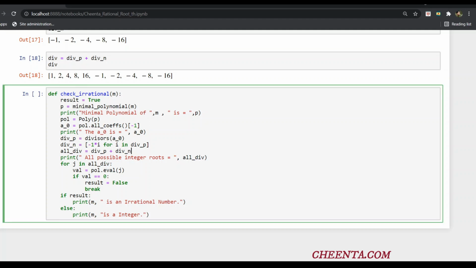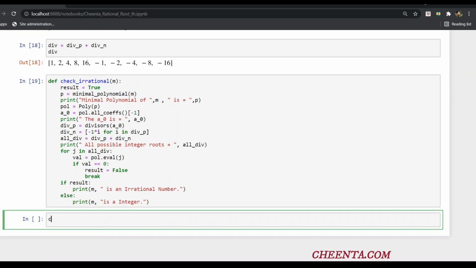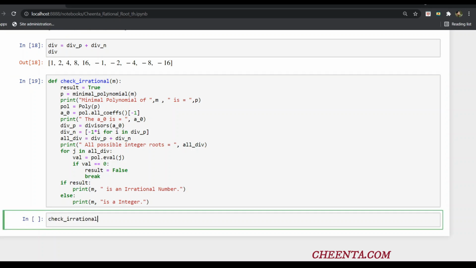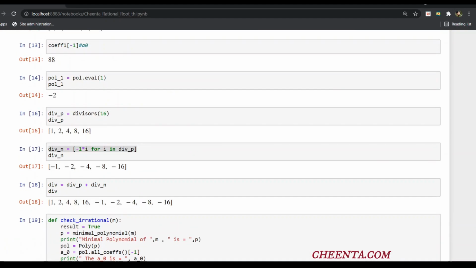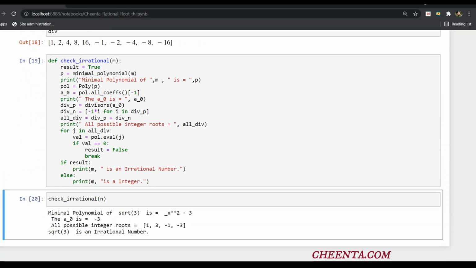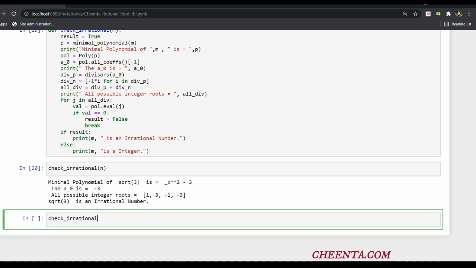Let's see if it works. I have run it and let's check. Let me copy it so that I don't have to write it again and again. Let's check this particular thing for n. That means our n was what? Root 3. So you know root 3 is irrational. Let's see if it is returning the correct thing. You see it gives me the minimal polynomial, then the a0, then the possible roots, and it says it is an irrational number.